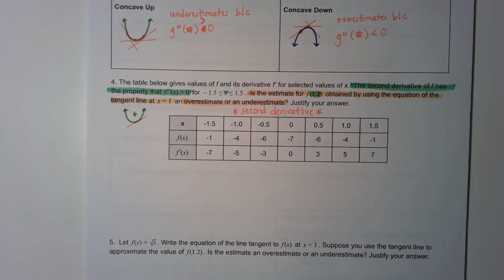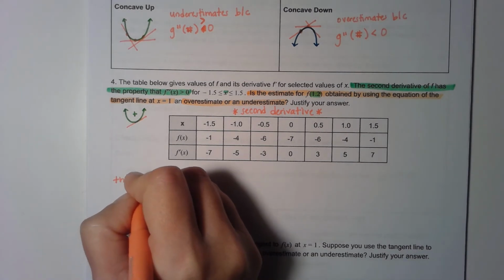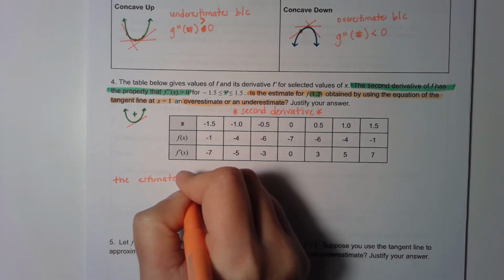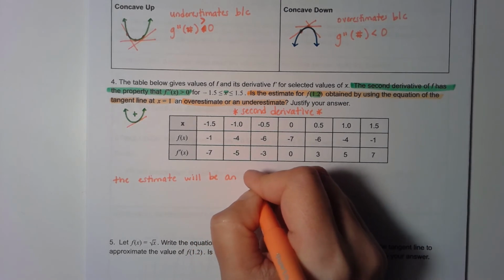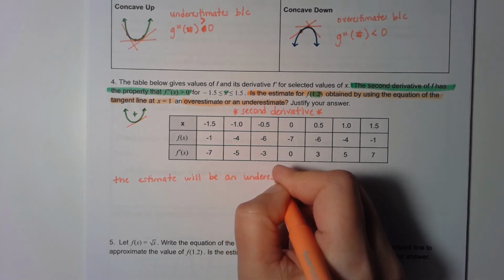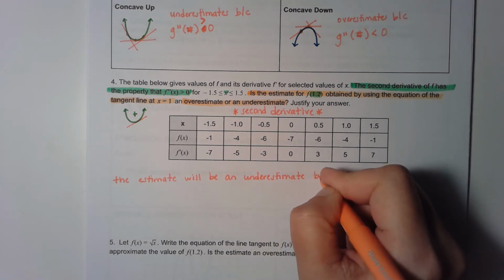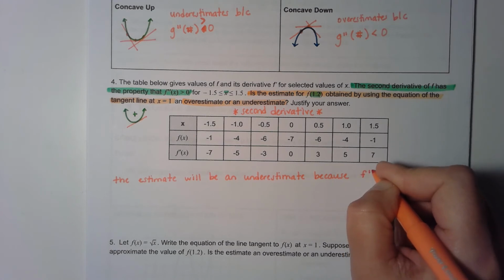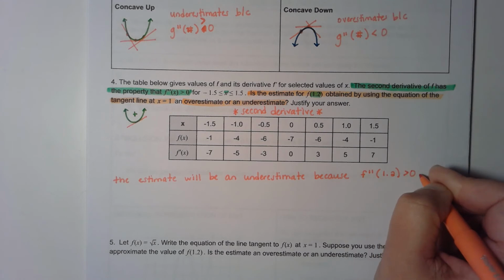Therefore, we are going to say that the estimate will be an underestimate because the second derivative at 1.2 is greater than 0.